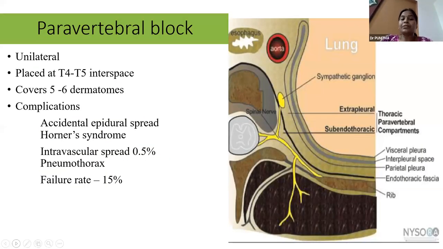Coming to paravertebral block, it is unilateral. It is placed at the T4, T5 interspace. It covers 5 to 6 dermatomes. The complications are accidental epidural spread, Horner syndrome, intravascular spread, pneumothorax, and the failure rate can be as high as 15% in this also. Next slide.